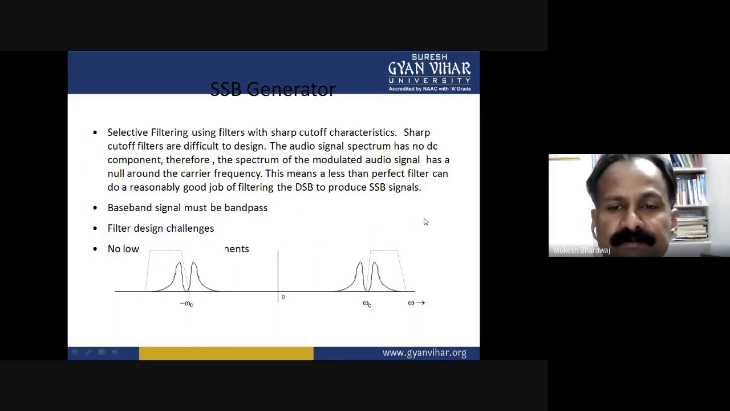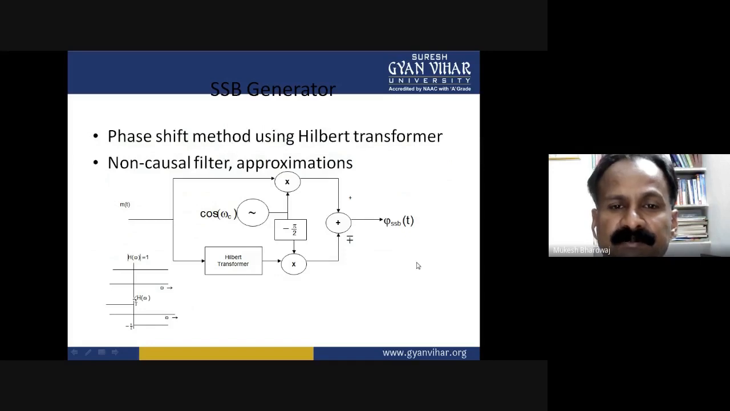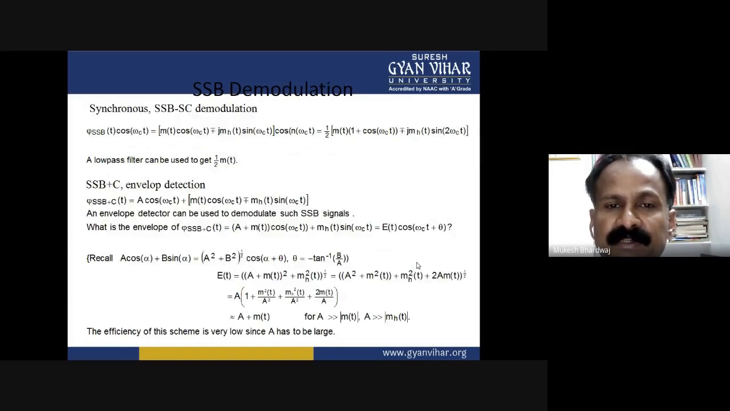Next, SSB generator block diagram: phase shift method using Hilbert transformer, non-causal filter approximation. SSB demodulation, this is the demodulation side.